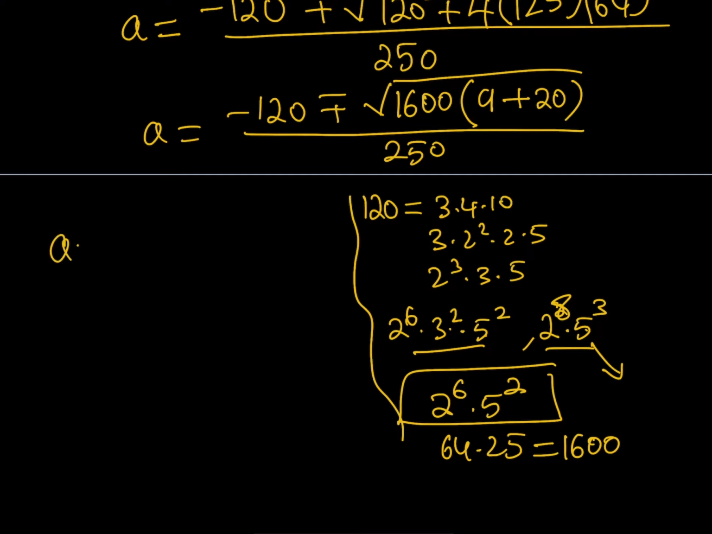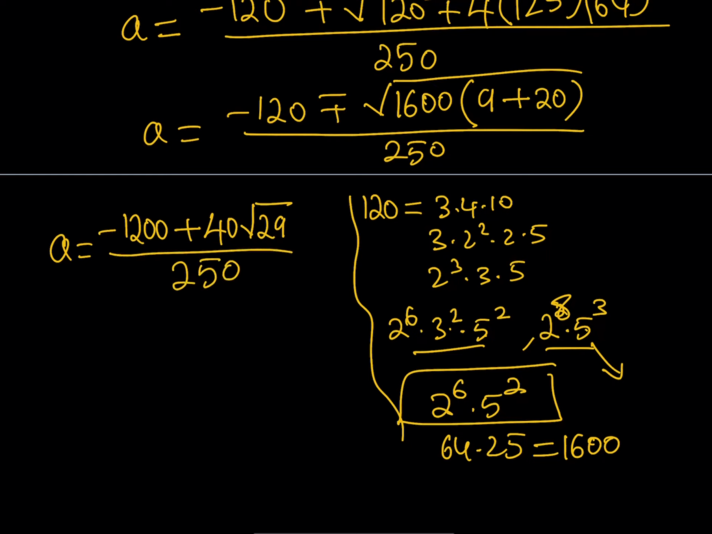1600 is going to come out as 40, right? And again, I said that I'm going to discard the negative solution, so I get a 40 outside. Inside, I have a 29, which is prime, so leave it there. It's cool. And everything divided by 250. Cool. Let's simplify this a little bit. I can definitely divide by 10, right? And if I do, what am I getting? Well, if I divide by 10, I should be getting 4 root 29 minus 120 divided by 25.